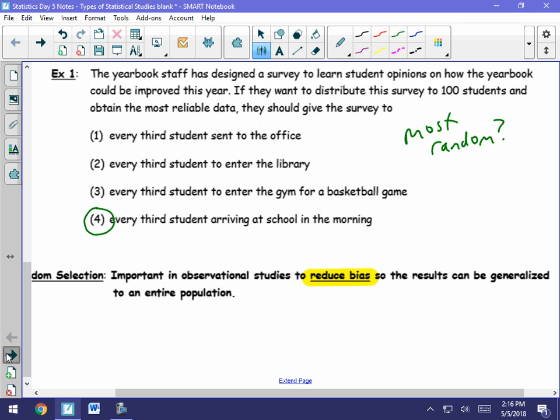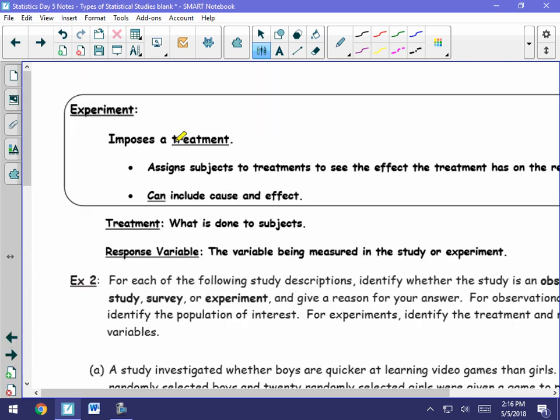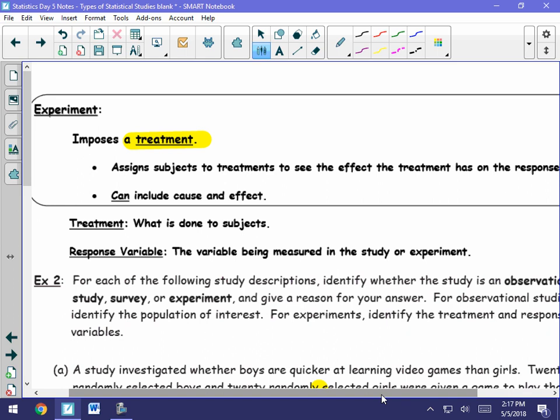On to the next page, another type of statistical study is an experiment. So when you are doing an experiment, that's when you're actually imposing a treatment. A treatment is something that you're actually asking your subjects to do, or you're doing something to the subjects in your experiment. So assign subjects to treatments to see the effect the treatment has on the response variable, and can include cause and effect.